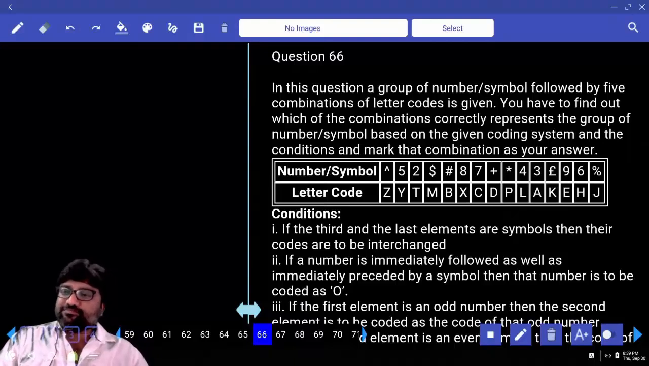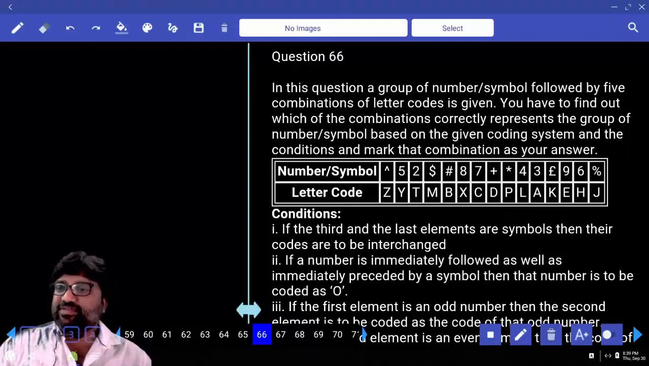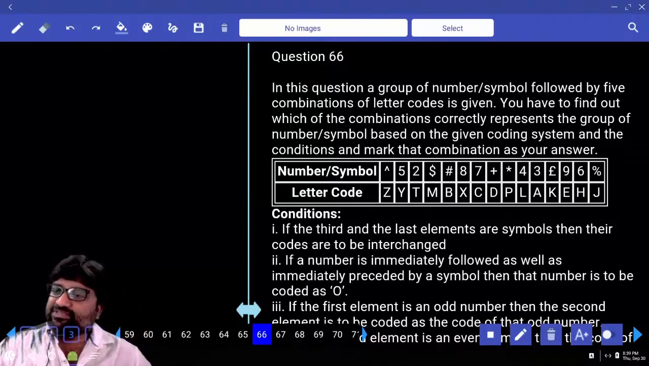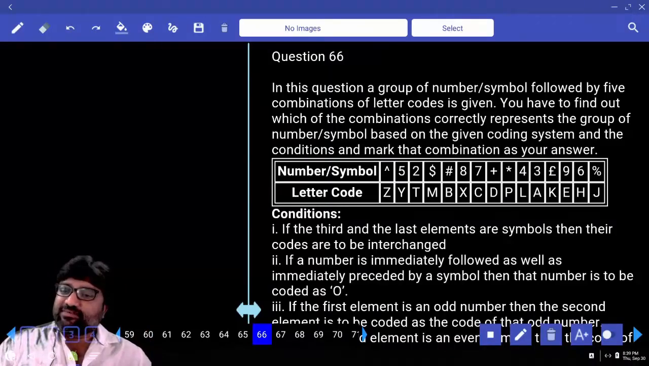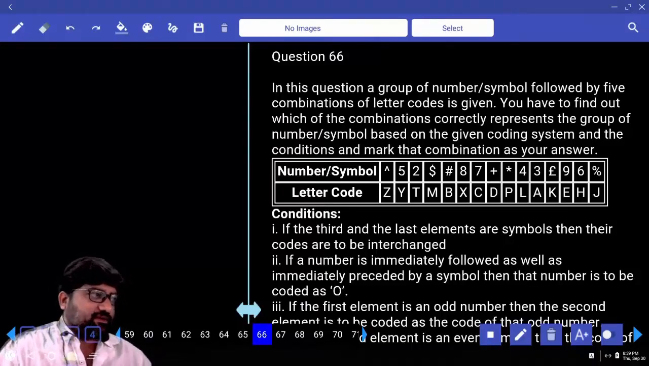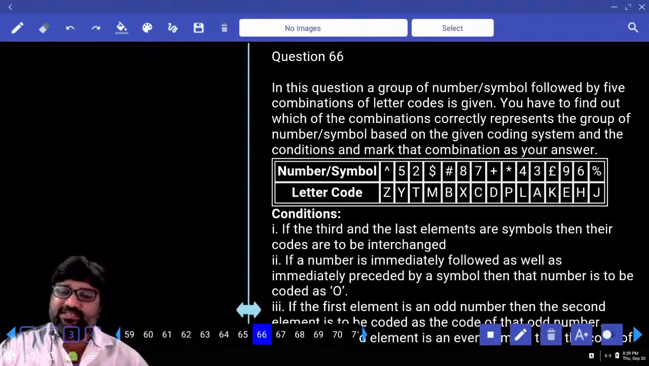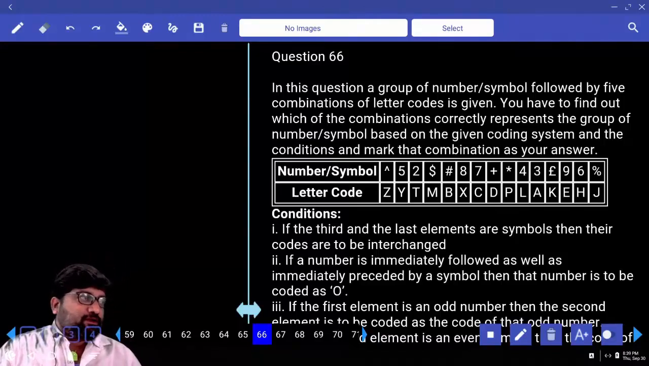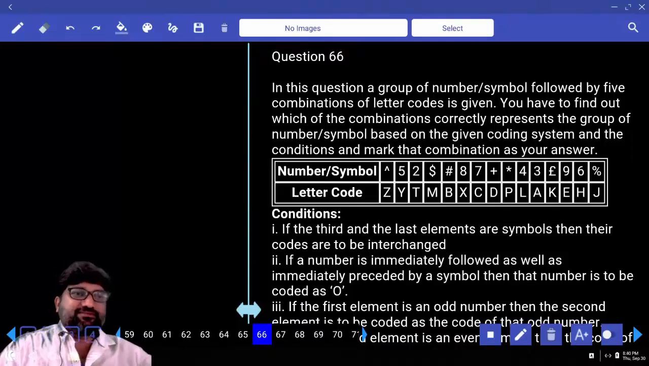Followed by 5 combinations of letter codes is given. You have to find out which of the combinations correctly represents the group of numbers and symbols based on the given coding system in the condition, and mark that combination as your answer. Whenever you come across this type of question, what I suggest is always read the condition first and then search for the question. Don't go to the question directly. Go for the condition and then search for the question.